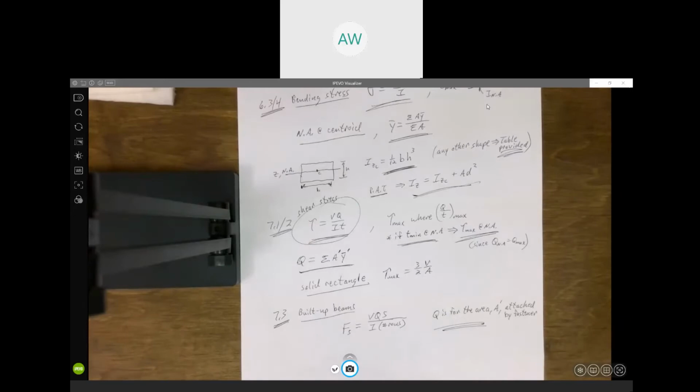We looked at an example where we had a box beam with this board nailed on top. So Q is for that area A prime that's attached by those nails. S was the longitudinal spacing between the fasteners as you go down the beam. I is the same as always. And again, if you got 1 row, 2 rows, 3 rows, all it does is divide the force on each fastener by 2 or 3 or so. That's it.